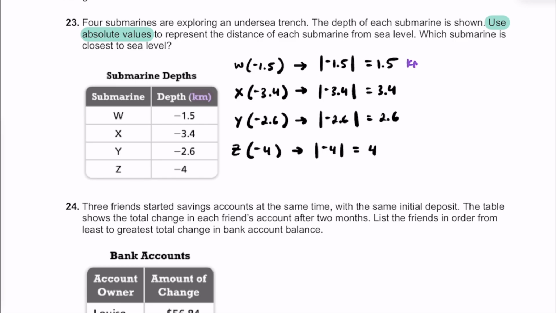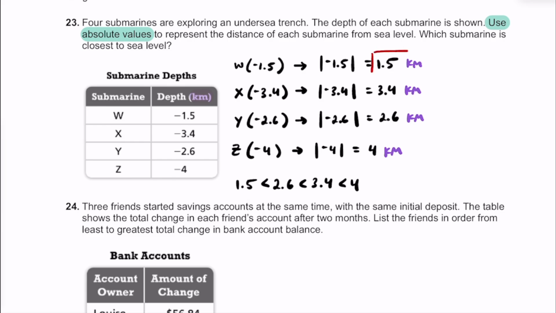Remember, our units here are kilometers, so for each of these we can say this is how many kilometers away each of these submarines were from sea level. And you can see here that 1.5 is going to be less than 2.6, which is less than 3.4, which is going to be less than 4. So out of all these submarines, 1.5 is the smallest value, or the smallest absolute value, and the smallest absolute value tells us it must be the closest to sea level.